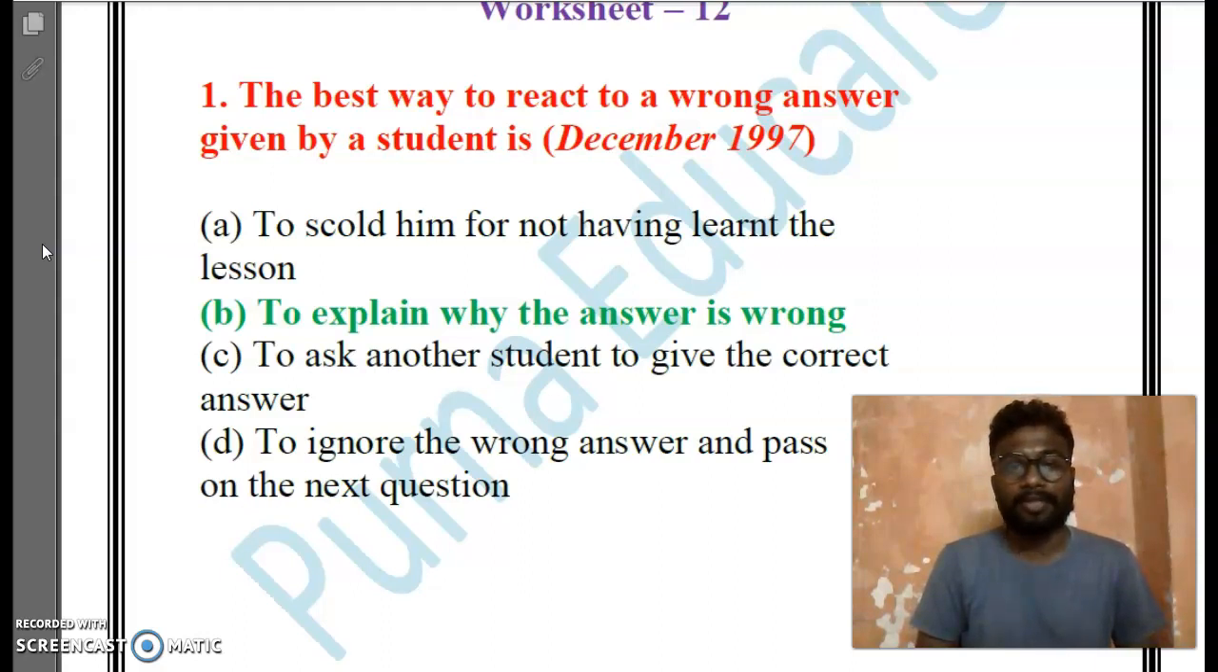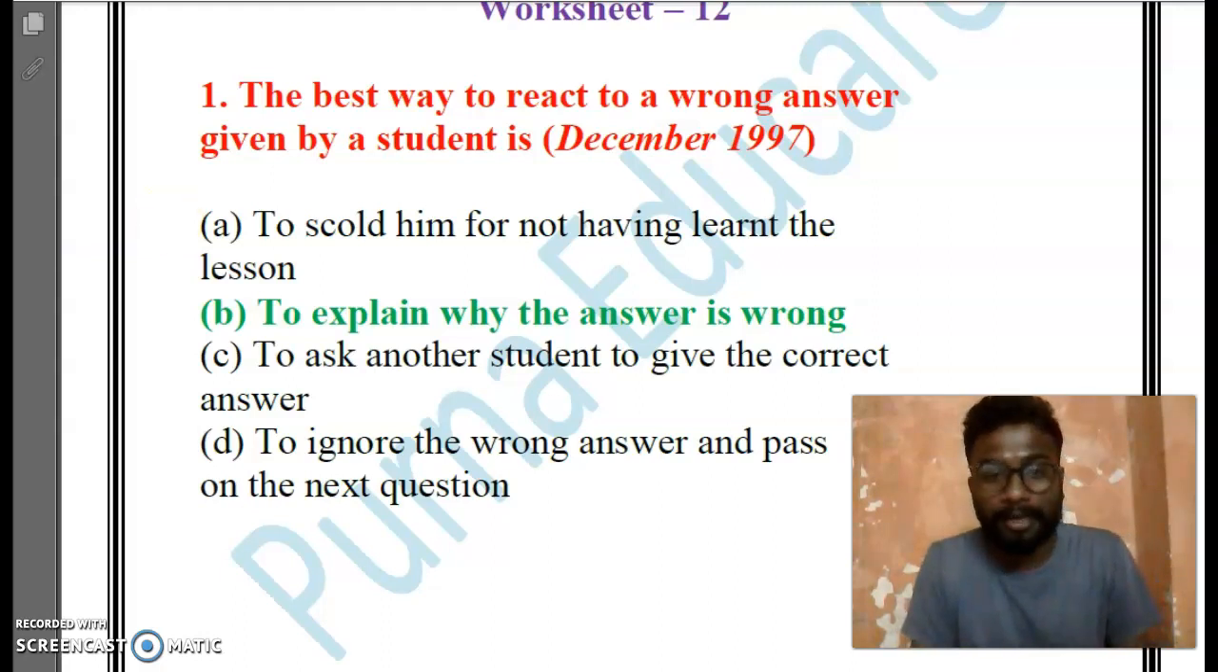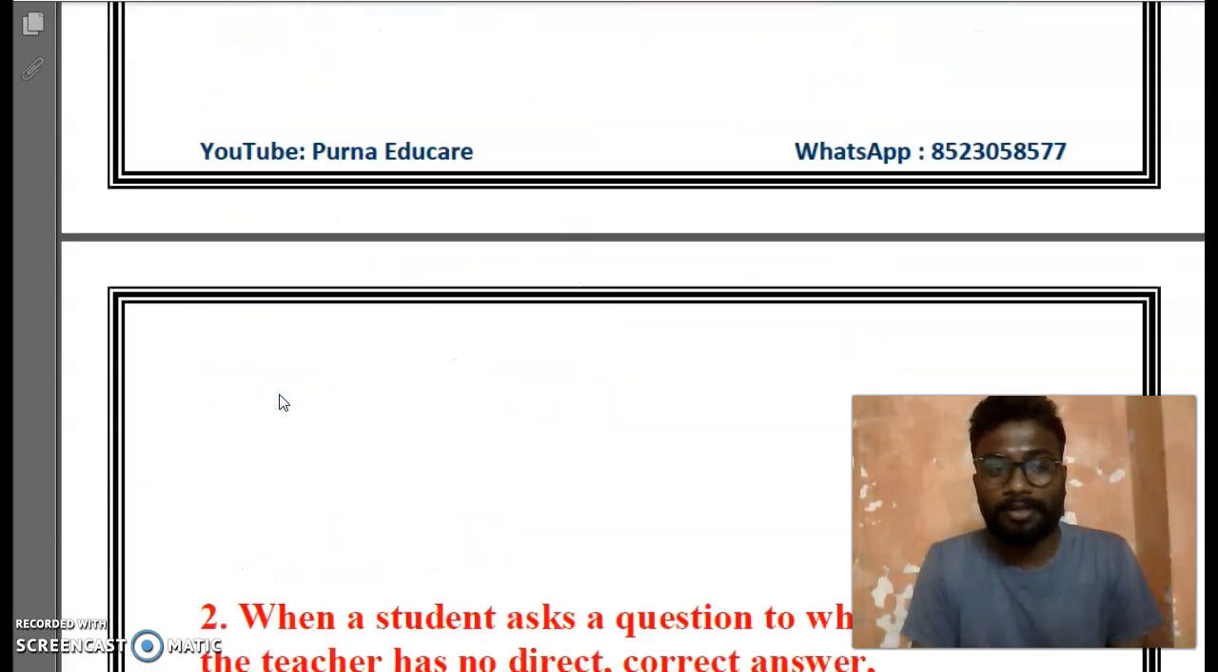See, if the teacher explains why the answer is wrong, then it will be okay. He or she should not ask another student to give the correct answer, since it will be insulting to the student. Nor should the teacher ignore the wrong answer and pass on to the next question. If the teacher does that, it will be like giving less importance to the student. It will go in an insulting manner, and the student will not focus on the teacher. So the teacher should explain why the answer is wrong, right? Yes. Second question. We are going to the second question.